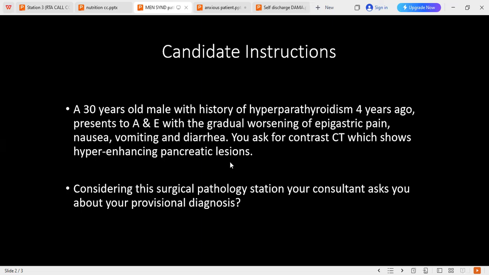You try to treat the patient, but the patient's hypoglycemia does not respond, you think of insulinoma. So can you tell me, this insulin is derived from which cells? It's the beta cells of the islets of Langerhans of the pancreas.